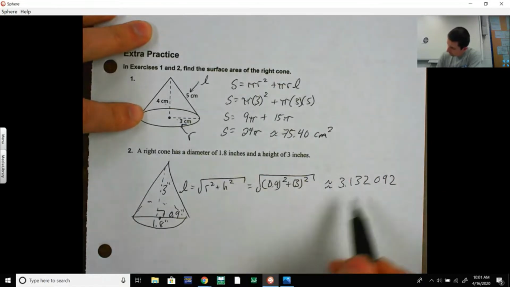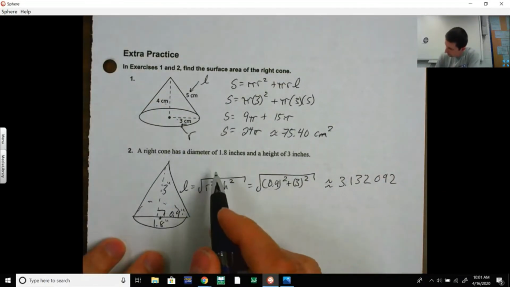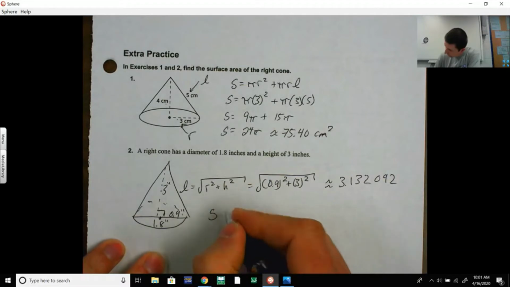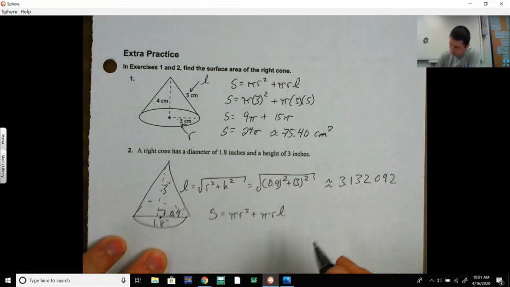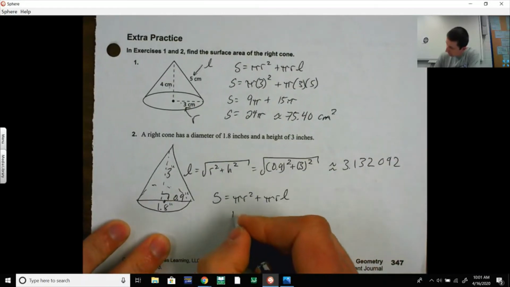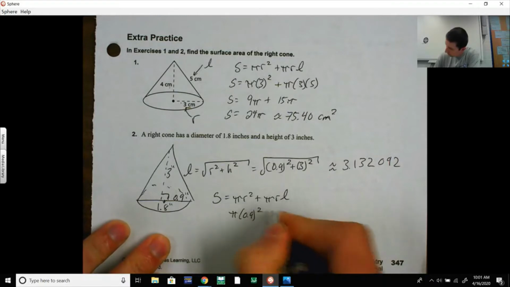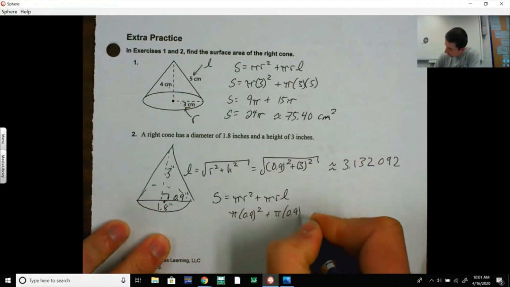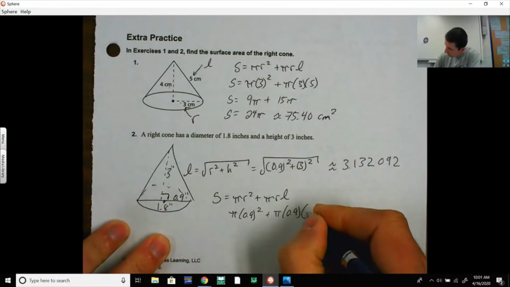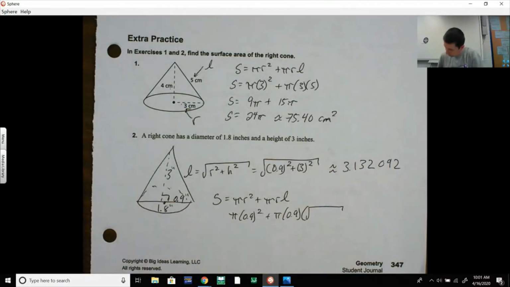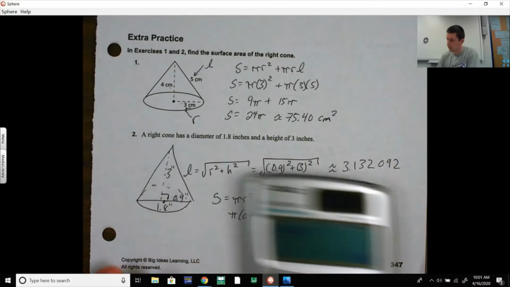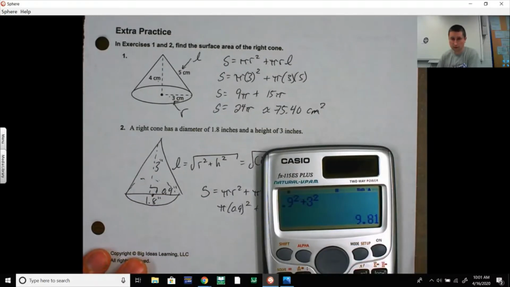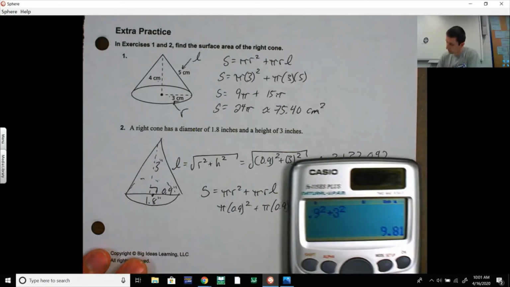Okay, so our surface area is pi r squared plus pi r l. So that's pi times 0.9 squared plus pi times 0.9 times the square root, what was 0.9 squared plus 3 squared? That was 9.81. So I just did this part to get that number, 0.9 squared plus 3 squared.